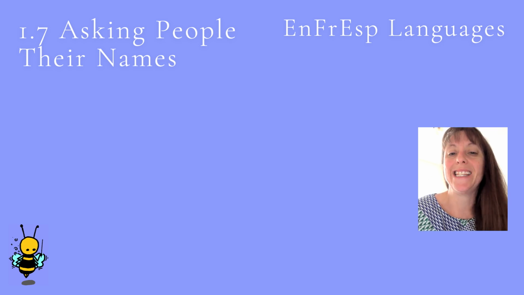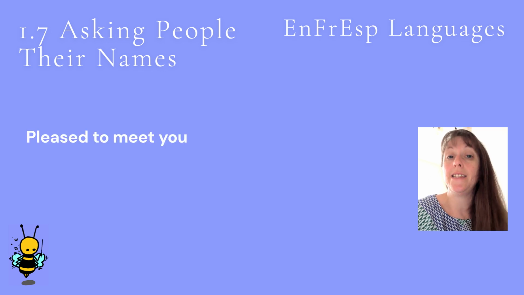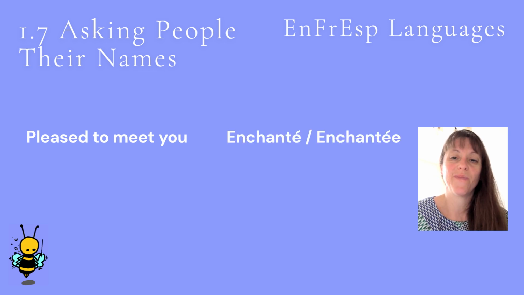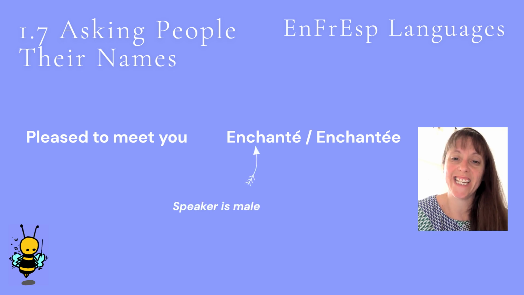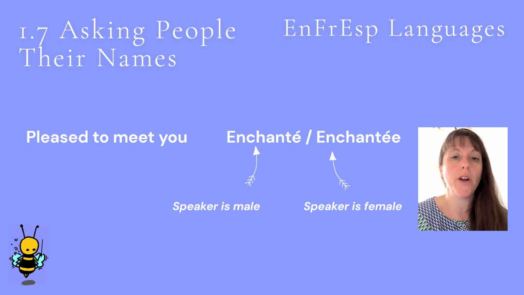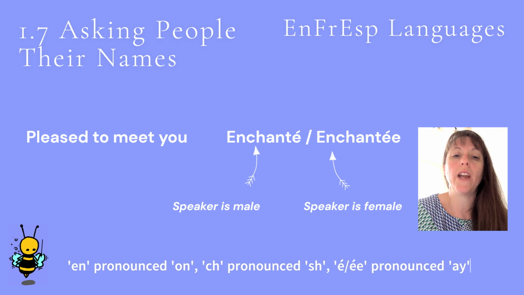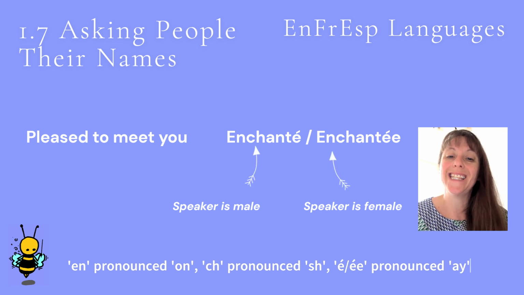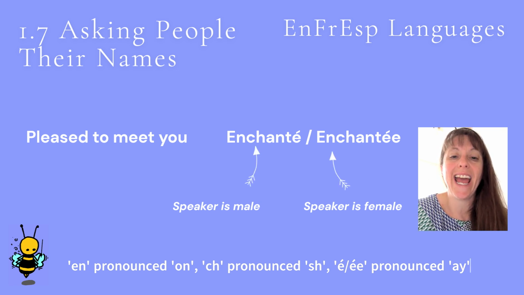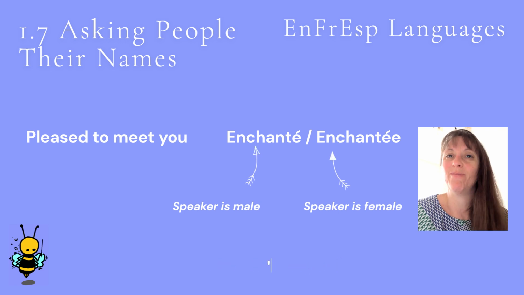When you meet someone, it's nice to respond in English with pleased to meet you. In French, there is one word for this phrase, which is. Enchanté. If you are male, you will always respond with the first one written down, and if you are female, you will always respond with the second one. These words are both pronounced the same. Note the en at the start sounds more like an on, the ch makes a sh sound, and the e with the accent is making an a sound. Let's hear it again. Enchanté.